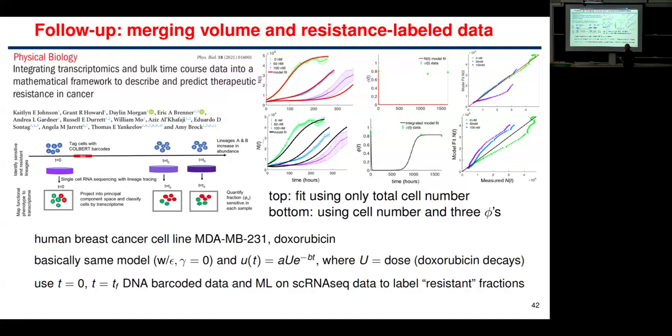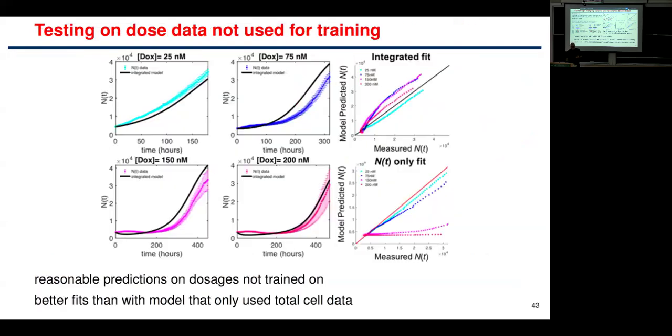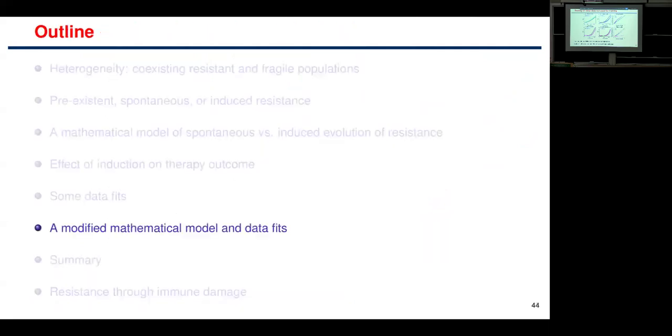This bottom set of pictures, I mean, this is a little busy, shows what happens in that case. And the most interesting thing is when you fit parameters to fit both the qPCR data and the volumetric data, you actually get better predictions on the data that was not used for training. There was some data for other dosages that was not used for training. So it's sort of partial success, but unfortunately didn't work too well.